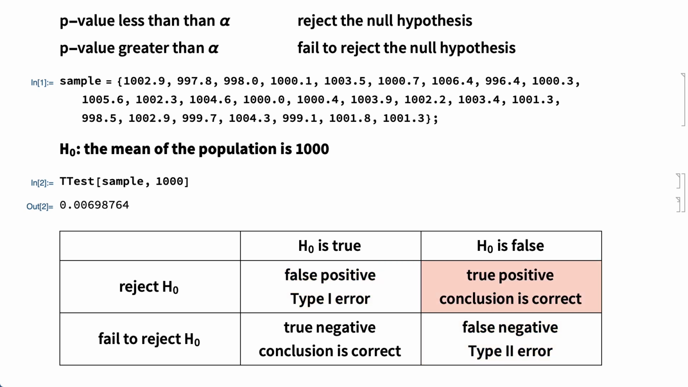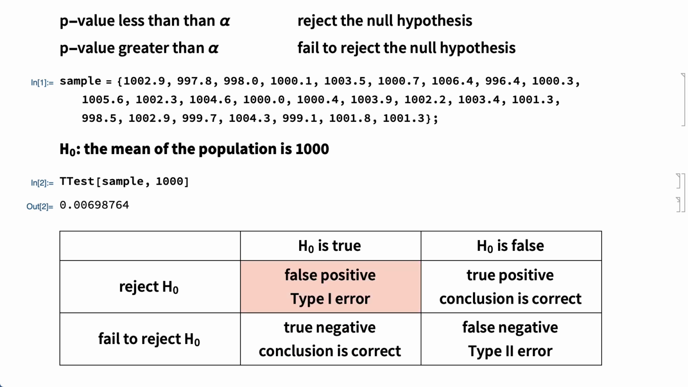One correct conclusion is rejecting the null hypothesis when the null hypothesis is false. Rejecting the null hypothesis is sometimes called a positive result, and if the null hypothesis actually is false, and so should be rejected, this is called a true positive. The other correct conclusion, called a true negative, is failing to reject the null hypothesis when the null hypothesis is true. If the null hypothesis is true, then there is no real effect to be detected, and so failing to reject the null hypothesis is the correct conclusion.